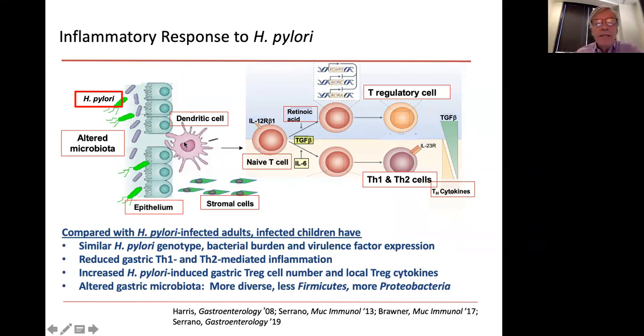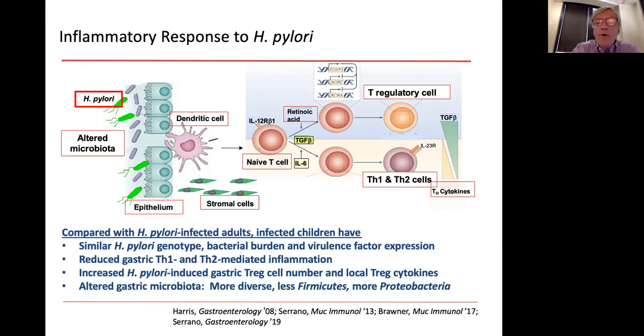CAG-A can then be detected by dendritic cells, which induce naive T cells towards, in general, a Th1 and a Th2 inflammatory response, leading to the production of pro-inflammatory Th1 cytokines. Also, the pathway induced by H. pylori can progress towards a T regulatory cell. T regulatory cells have an important ability to downregulate the inflammatory response.